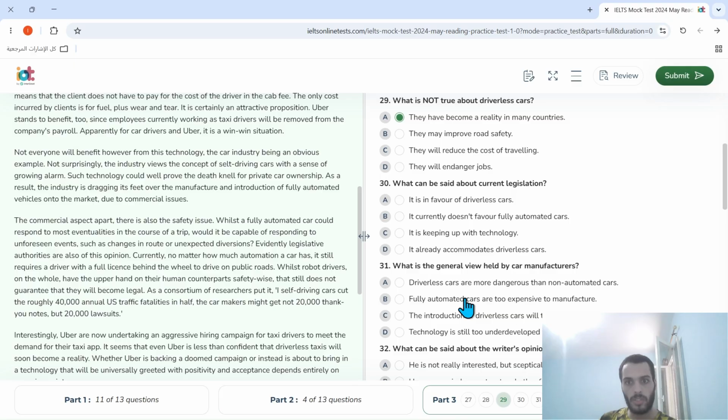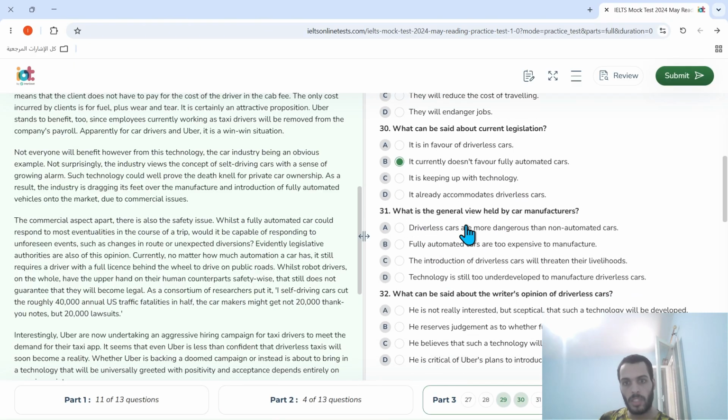What can be said about current legislation? It is in favor of driverless cars. It currently doesn't favor fully automatic cars. It is scaling up with technology. It already accommodates driverless cars. Doesn't favor fully automated cars.